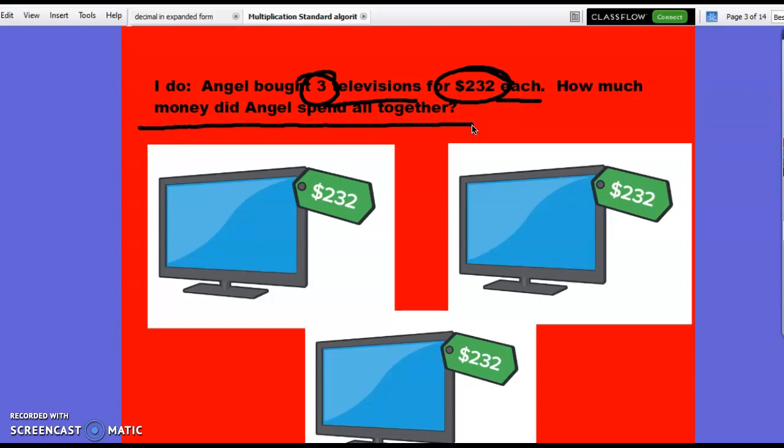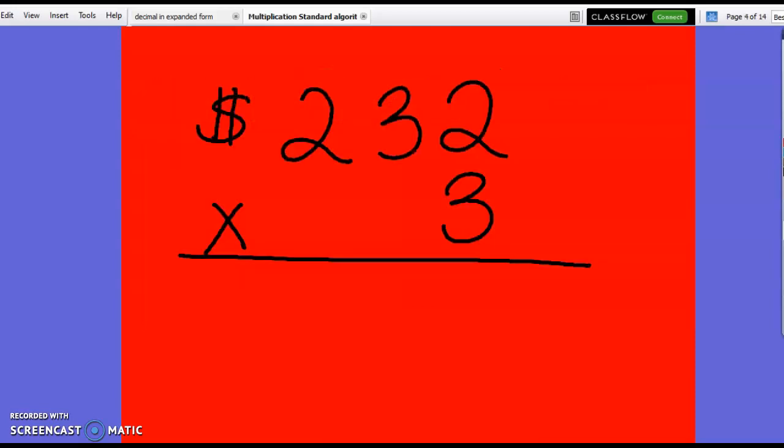And that sounds like repeated addition, which you can do, adding 232 plus 232 plus 232. But today we are going to do it as a multiplication equation using our standard algorithm. So again, pencils are down. You're just watching and paying attention. So we have $232, and we're going to do that 3 times. So we're going to multiply everything by 3. We're going to do the standard algorithm today.